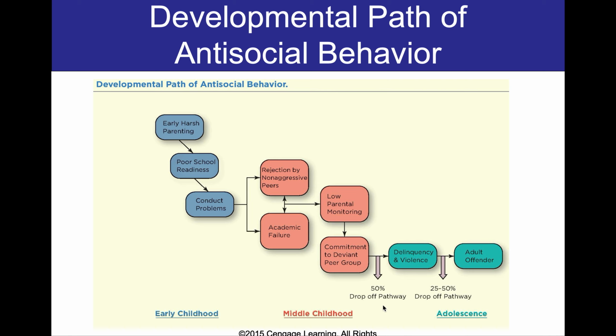At this point, 50% drop off the pathway. And now we move over into the adolescent years, and we see delinquency and violence. And then it also leads to becoming adult offenders. So you can see what happens, what begins up here with the parenting skills in the early childhood years can lead and continue to decline and go negative in their middle years, and then really go south in their adolescent years.